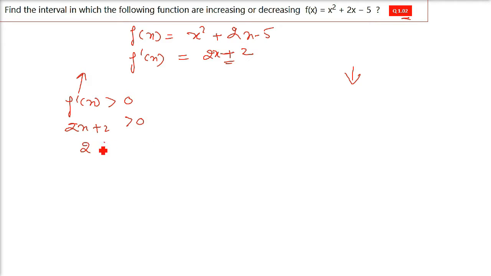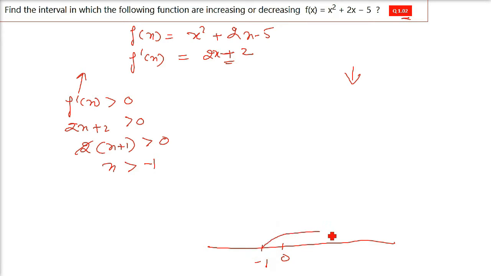So that means just divide both sides by 2. When you divide by 2, it will be x plus 1 is greater than 0, that is x is greater than negative 1. Again, let me tell you, the number line is very important. Anything which is higher than negative 1 will give you the function which is increasing. At all those points, the function will be increasing. So x should belong to negative 1 to positive infinity.